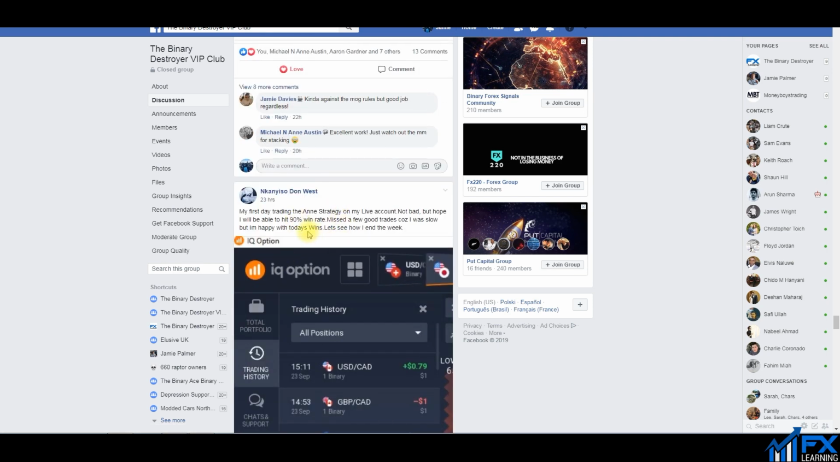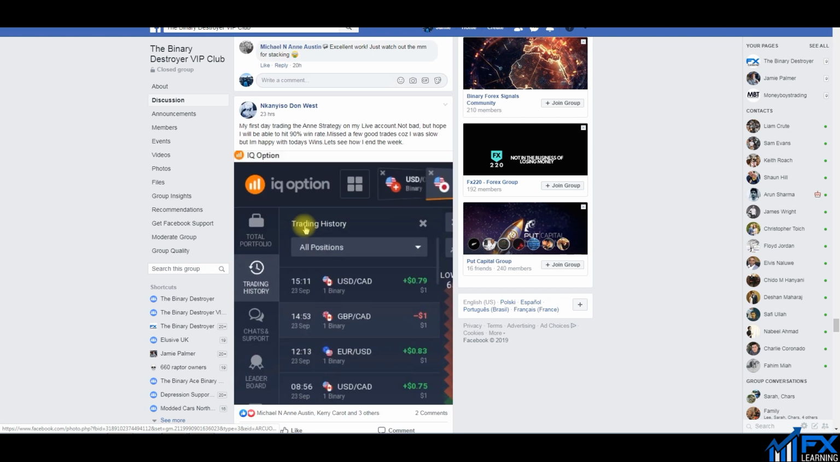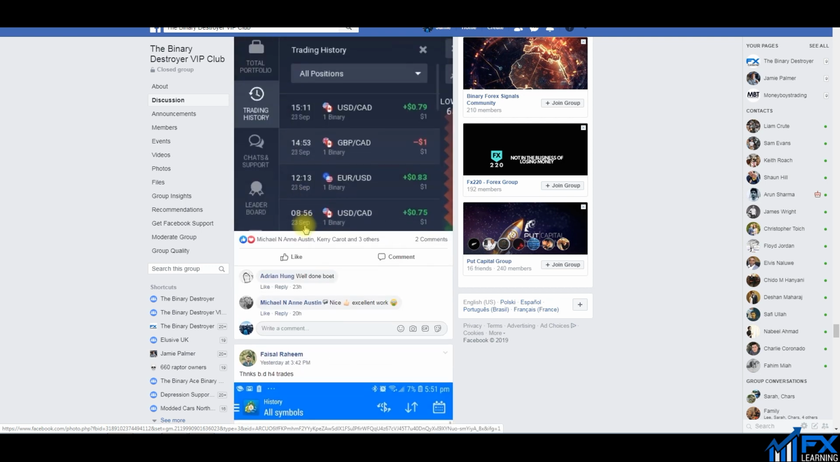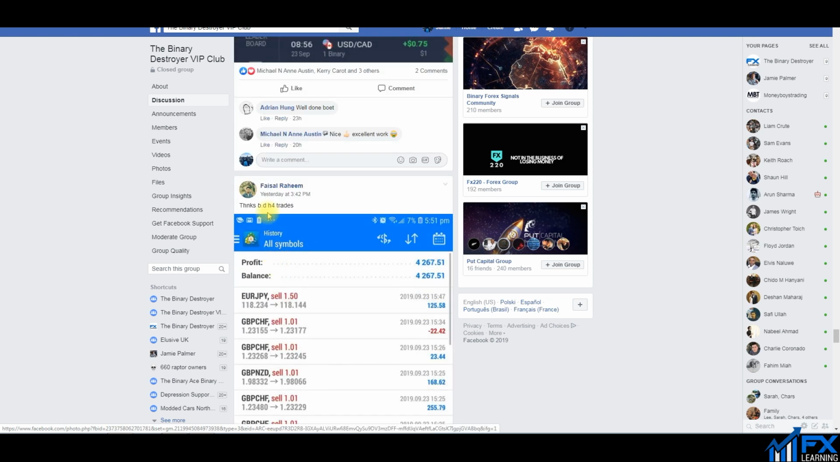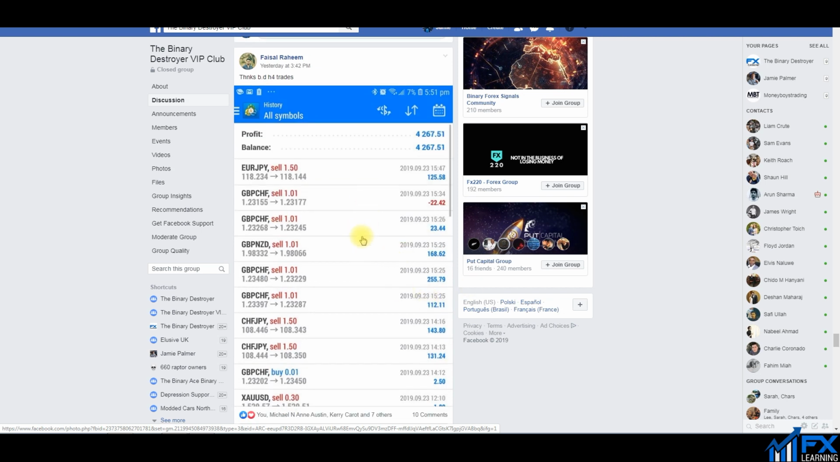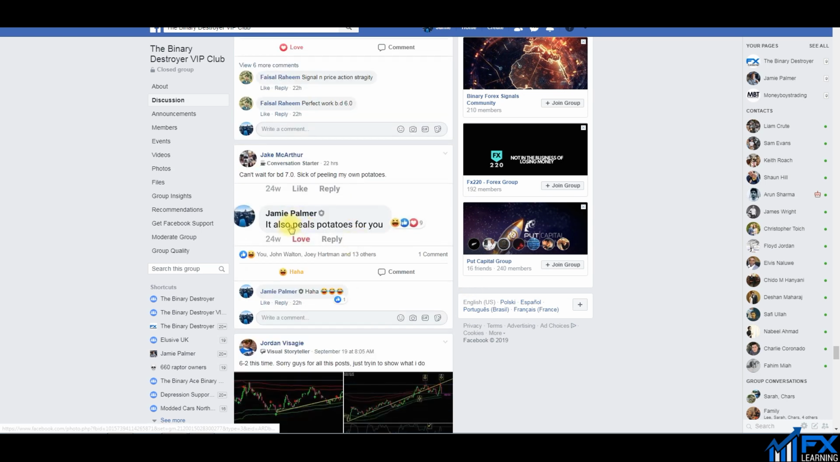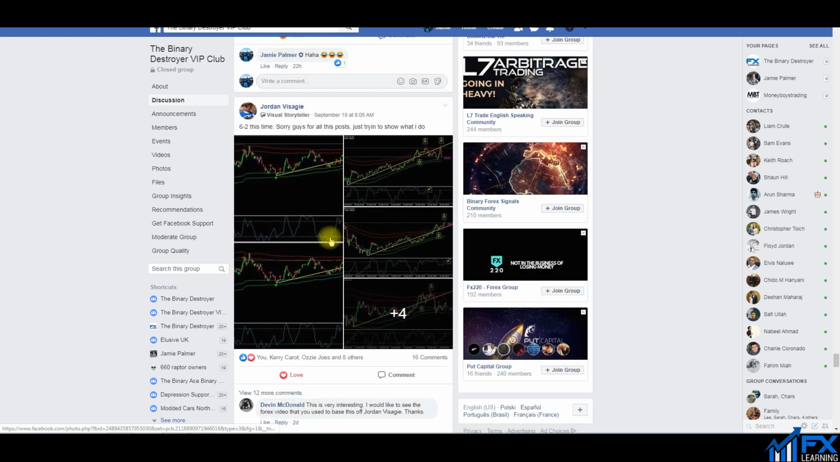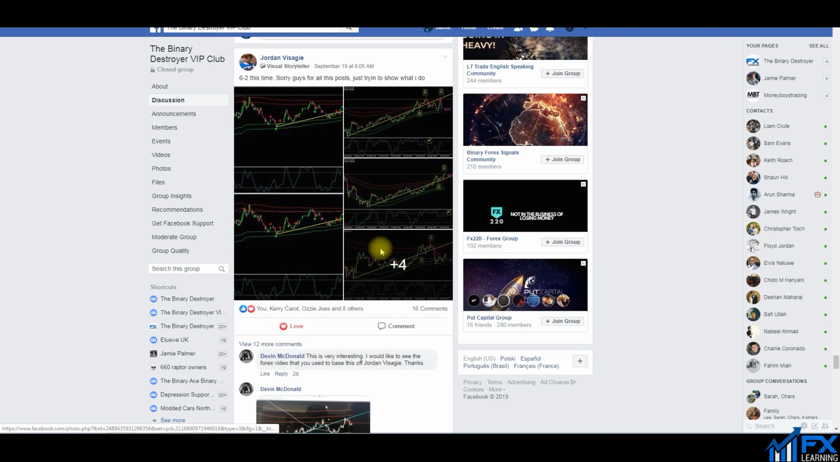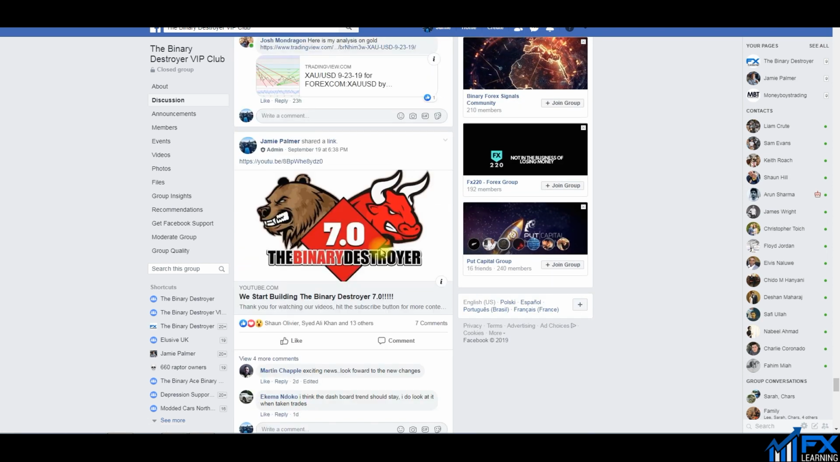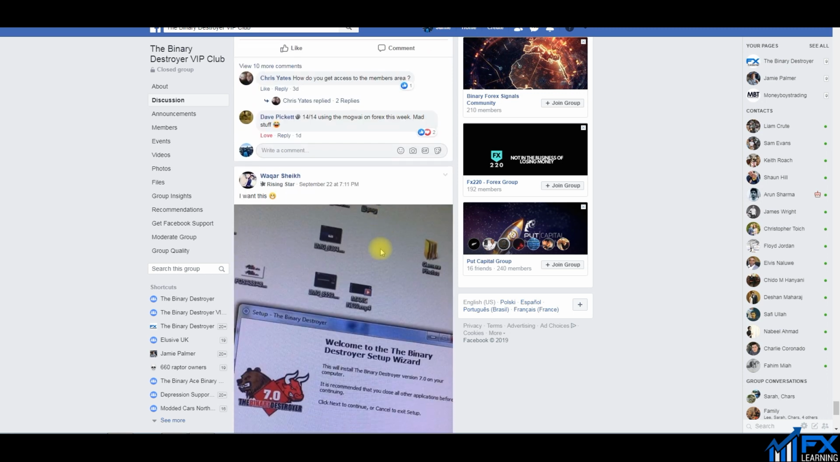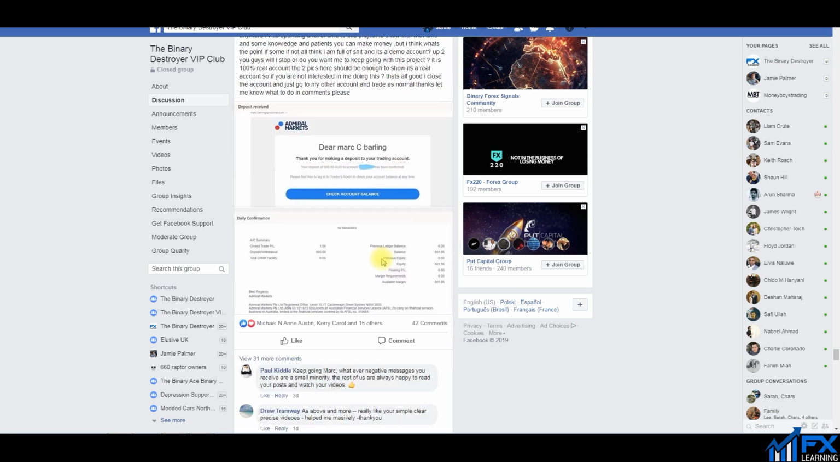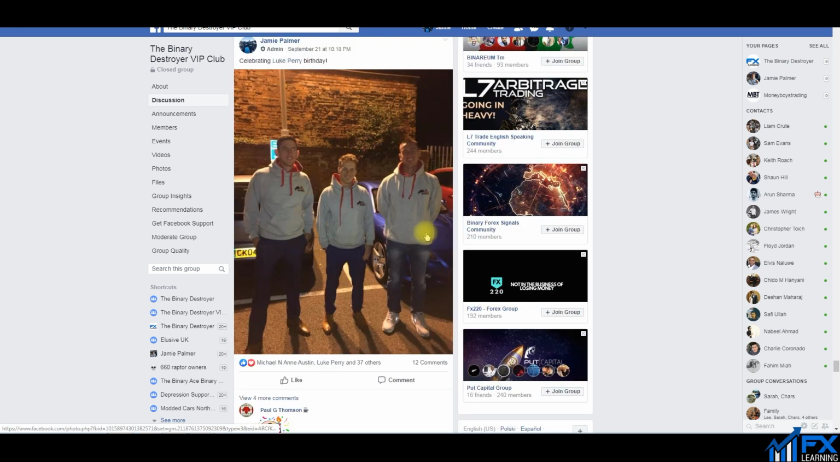Again, more results. My first day trading the AND strategy on a live account, not bad, but I hope I'll be able to hit a 90% win ratio. The 4-hour charts on the Binary Destroyer, more incredible results here. Some more results. I think this is trading more price action with the Binary Destroyer. And as we go down, okay, this is me celebrating a birthday party, one of the BD members.